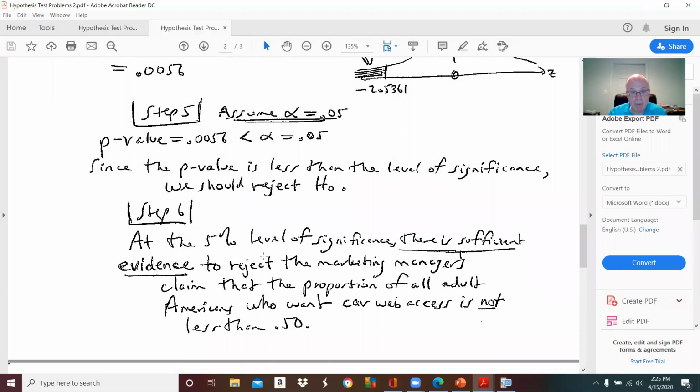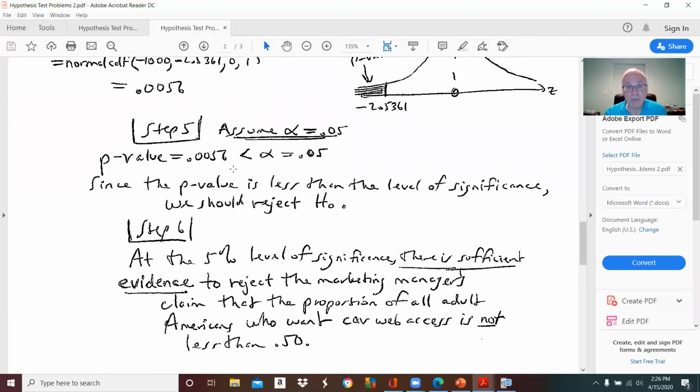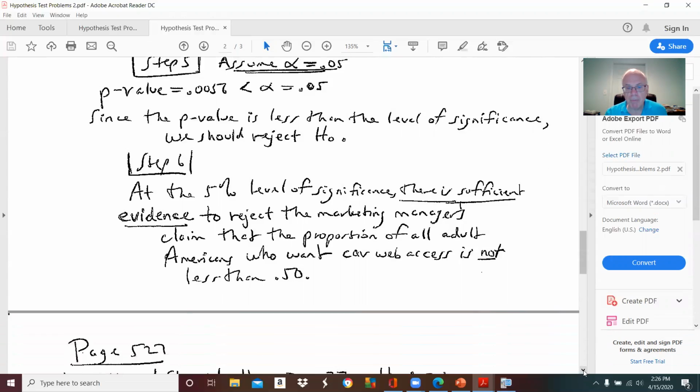Sufficient evidence at the 5% level of significance. There's sufficient evidence to reject the marketing manager's claim that the proportion of all adults who want car access is not less than 0.5. That's what the guy was saying. He's saying it's normal variation around 0.5, and what we found is that it's not normal variation about 0.5, which the probability of getting 46% in a sample is significant. It has a very small probability if we assume that the population proportion is 0.5, so therefore we're going to reject that 0.5. We're going to say it's something smaller for our population.